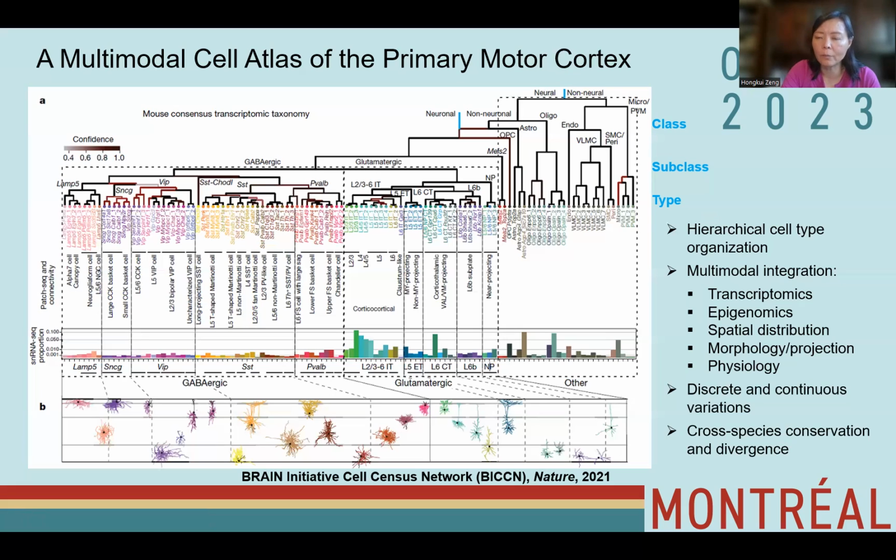Similarly, we observed the coexistence of cross-species conservation and divergence of cell types. Cross-species conservation mainly exists at the major branch level for cell classes and subclasses. In particular, we defined 25 subclasses of neuronal and non-neuronal cells that are highly consistent, that are conserved across the different species.